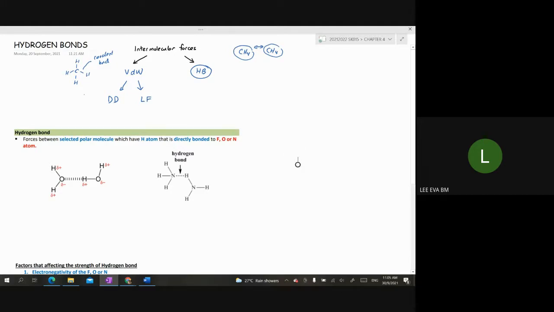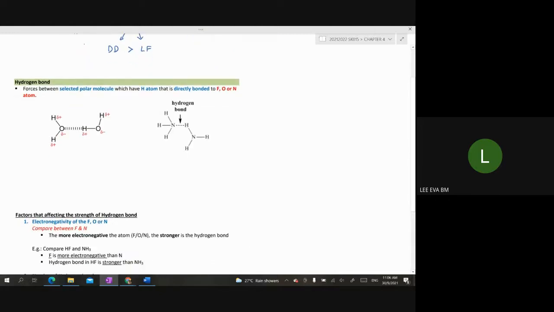Using short forms over here, DD stands for dipole-dipole, LF stands for London forces. In general, we say that dipole-dipole forces are stronger than London forces. That is the previous lesson. But in today's lesson, we want to talk about hydrogen bonding, and after that, we want to see overall how we are going to compare the three types of forces. Okay, so here we go, hydrogen bonds.